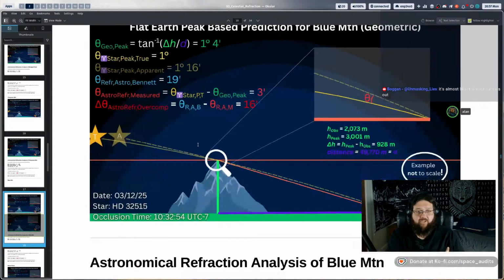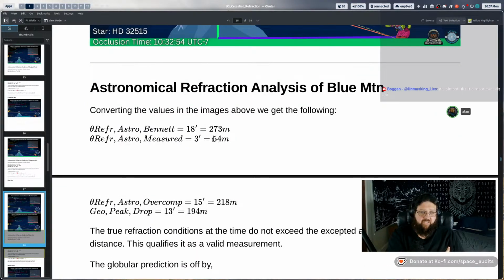The prescribed amount of refraction was 19. So when we go over the lifts and drops for that, the 18 arc minute refraction astronomical gives us 273 meters of lift. The drop over distance was supposed to be 294 meters, so completely compensated again. And then the measured difference at the actual time of occlusion was 3 arc minutes, so there was 54 meters of worth of refraction there rather than 273, and that overcompensated by 280 meters relative to the predicted 194 drop over distance.